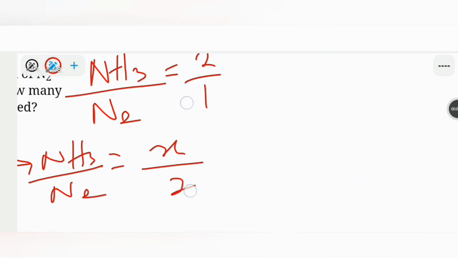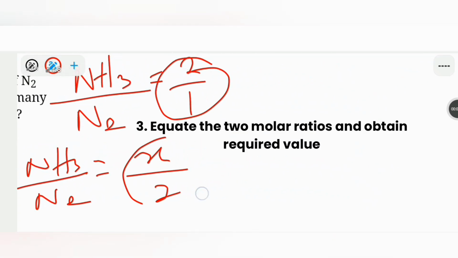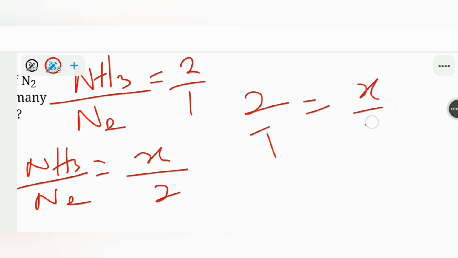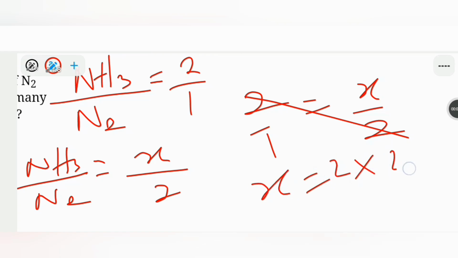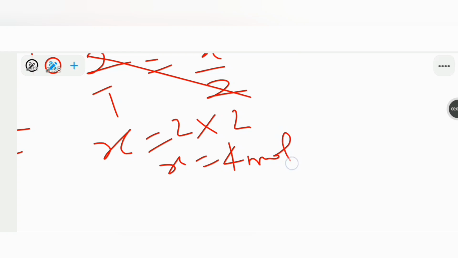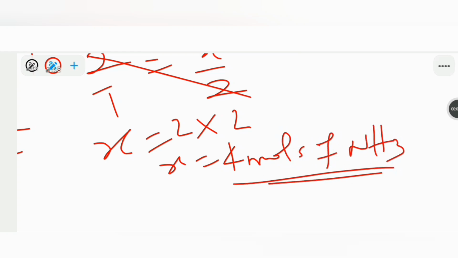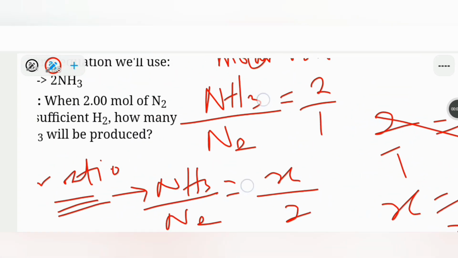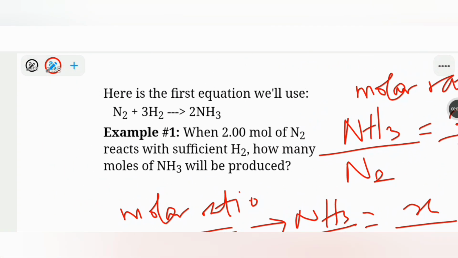Now these two ratios, you equate them together. You just do 2 over 1 equals X over 2. When you cross multiply, X will just be 2 times 2, which is X equals 4. So X will be 4 moles of NH3. That's what will be produced. So the answer is 4. That means 2 moles of N2 will produce 4 moles of NH3. Then let's take another question to solidify the knowledge.